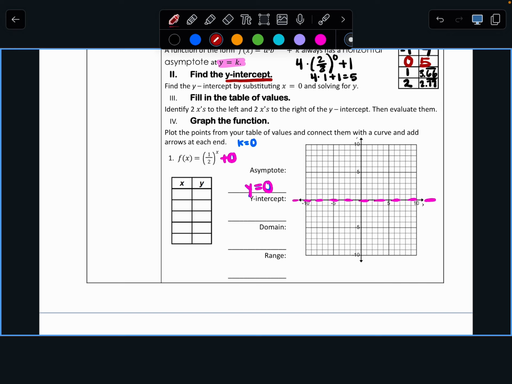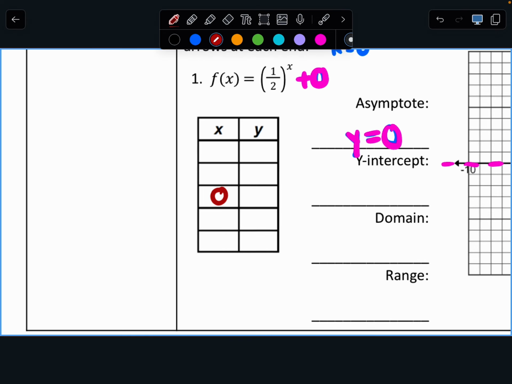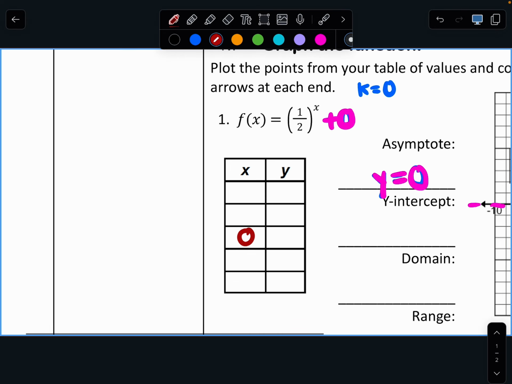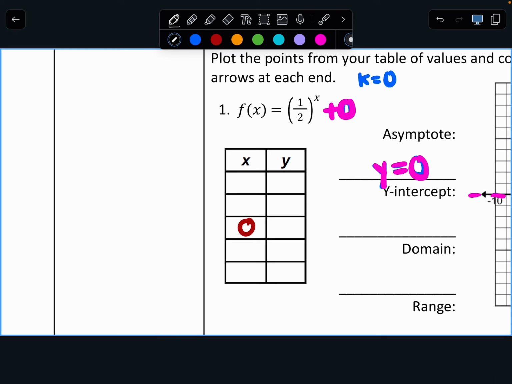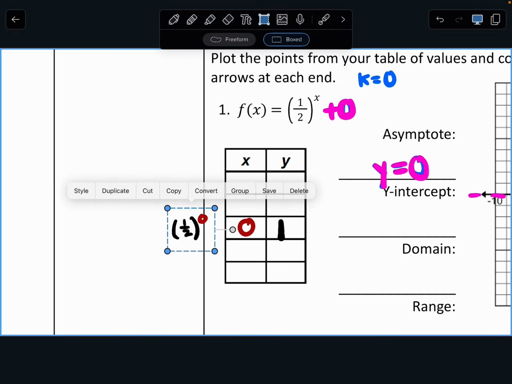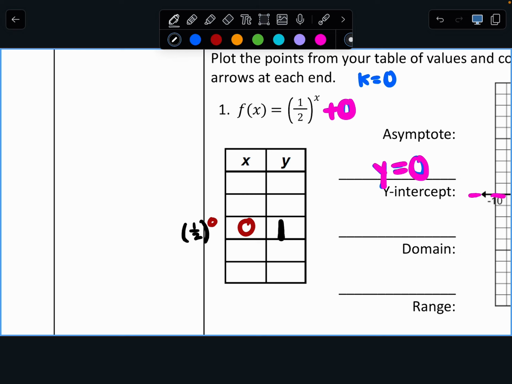Now I need to find the y-intercept. Remember, put in 0 for the x value in the middle of the table. And now I'm just going to plug in that value to the equation. So in my calculator, I would do 1/2 to the power of 0. And that's going to give me 1. And now I choose 2 x's to the left and 2 x's to the right, and substitute in each of those values for x. So this will be 1/2 to the power of -1.